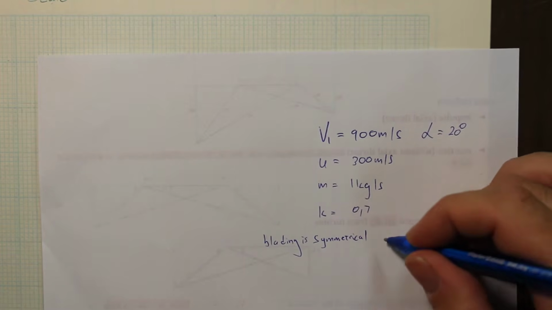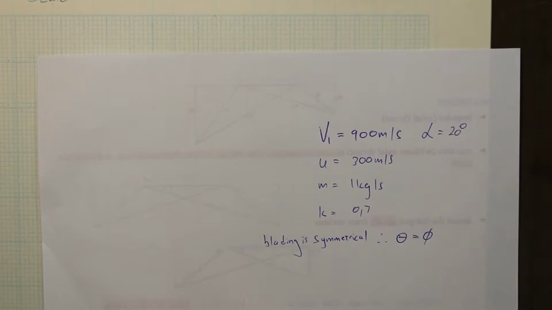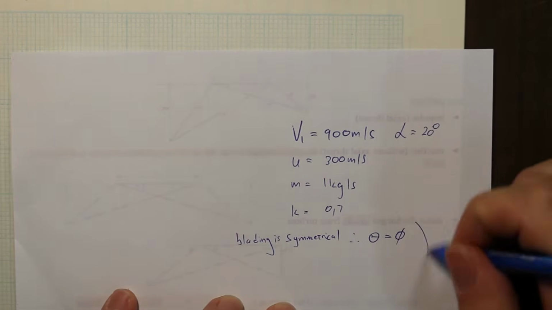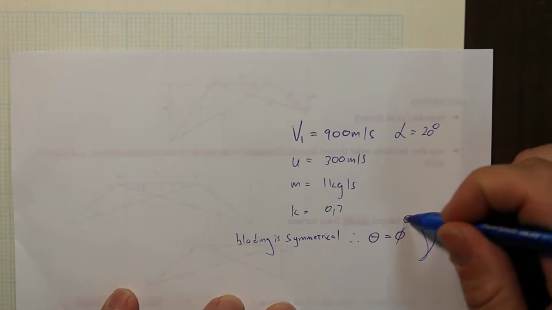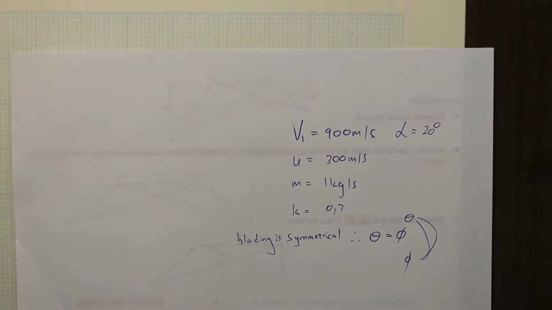Okay, so therefore theta equals phi. Remember that on the blade, there's theta at the inlet and phi at the outlet. So that's all cool. Now we can start drawing this thing.